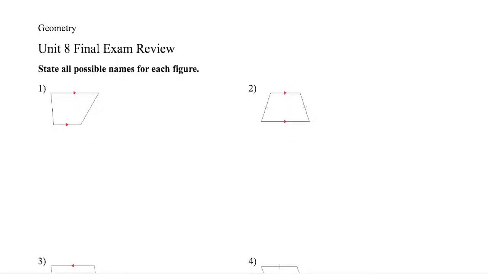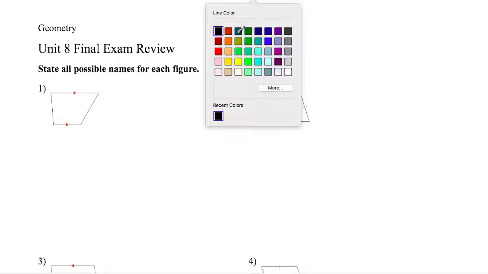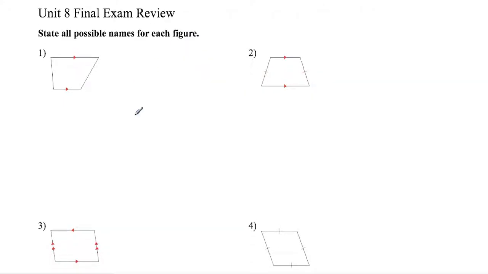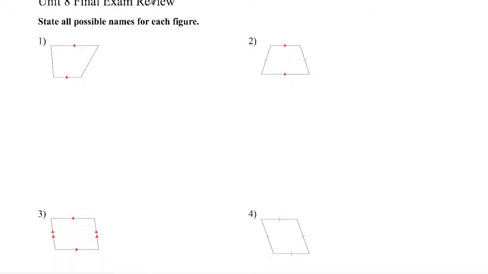Okay, so this unit is all about polygons, and first off we need to look at these polygons, specifically quadrilaterals and what exactly they are. If we look at these quadrilaterals, we have to look for all the possible names for these shapes. Obviously these are all going to be quadrilaterals, so we don't need to worry too much there. That's taken for granted. But what else is this? Well, this is also a trapezoid.